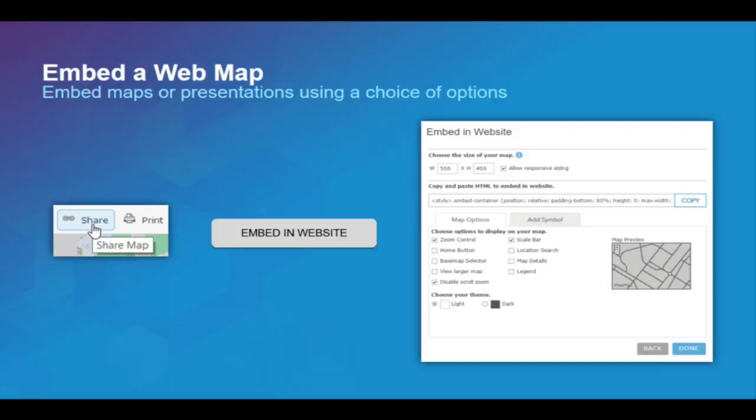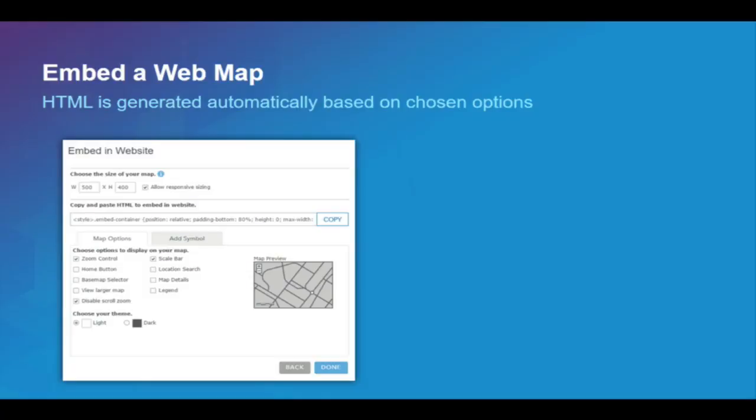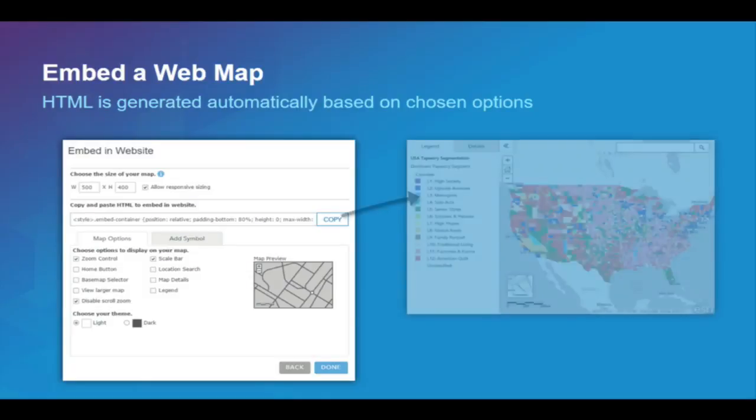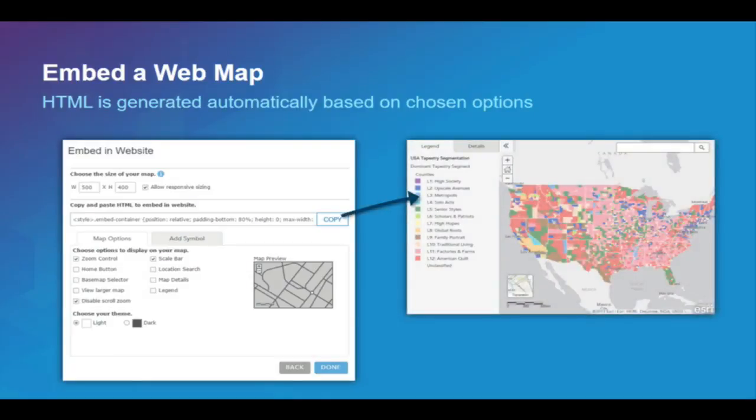But that's one of the neat things about the web map: not only do you have these great web applications that are configurable, but you can almost create a custom web application in a sense by leveraging these different embed options which are presented in this dialog. The HTML is generated automatically based on your chosen options, and all you need to do is grab that line, just click the copy button, and then paste it into your website, and whatever options that you've chosen will be in that embedded web map.